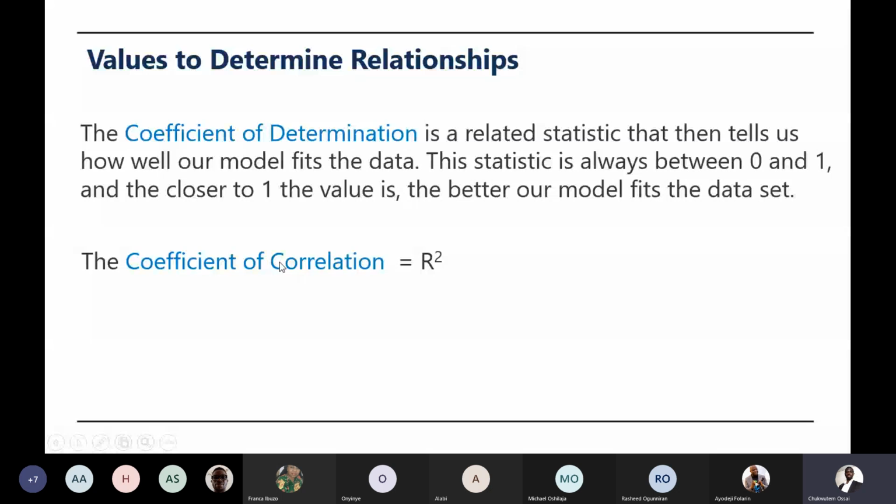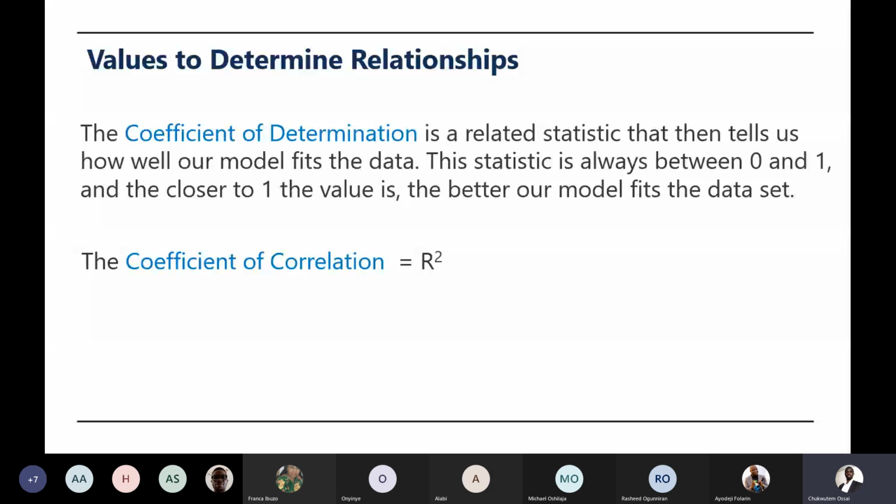And the essence of this is that you will be getting figures between the value of 0 and 1. You can't get any negative value in this place. And what it means is that the closer the value is to 1, it means that our model fits the data set.